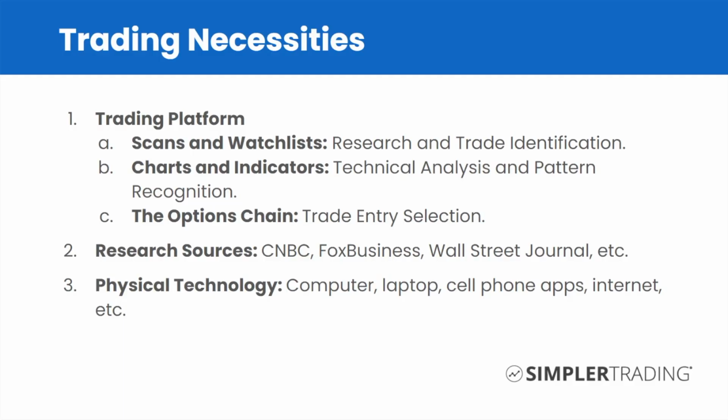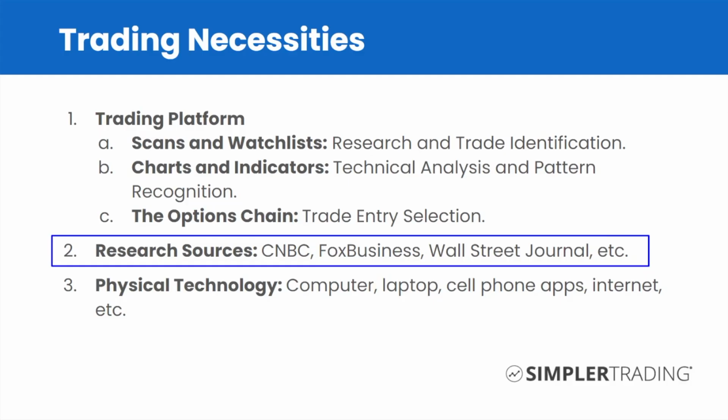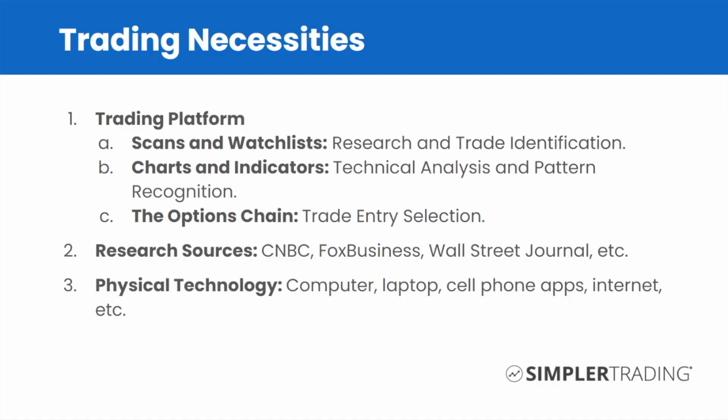You also want to have an idea of where you're going to do your reading. I know there's people that don't find this valuable, but I don't know. For me in my career, it's been really important to have an overall macro viewpoint of just what's going on in the world. I'm not really looking for trade ideas per se. I'm just looking at, hey, what's the housing market doing? What's the Fed saying? Are consumers spending money? That kind of thing. So I personally like CNBC, Fox Business, Wall Street Journal. And then, of course, you're going to need your physical technology. So computer, laptop, cell phone, apps, internet, all those kind of things.